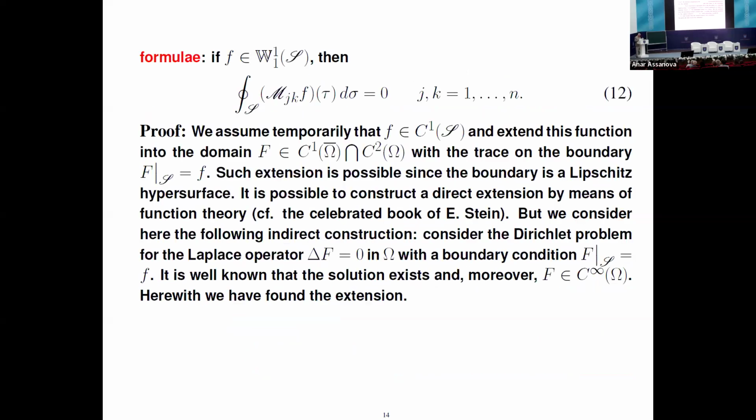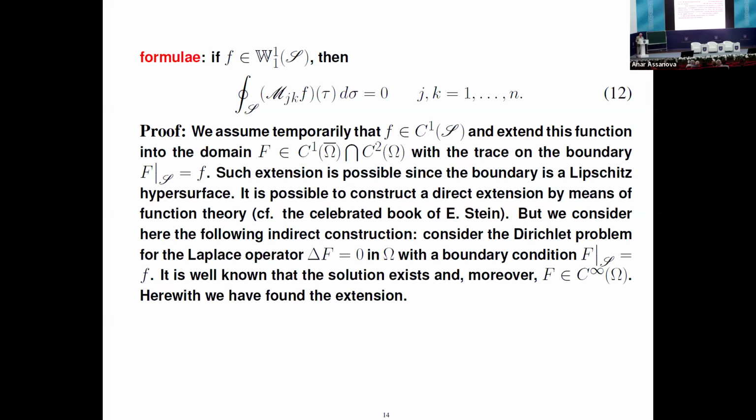Yeah. Stokes formula here, formula 12. And now the proof. First of all, we can, from the beginning, take the function which is defined in a neighborhood of the surface. Not only in the domain, but in some neighborhood, to which we can extend the function. Always extend from the surface and from the domain. There are many methods. One of them, a direct method in function theory, is described in Stein's celebrated books. There are many others also.